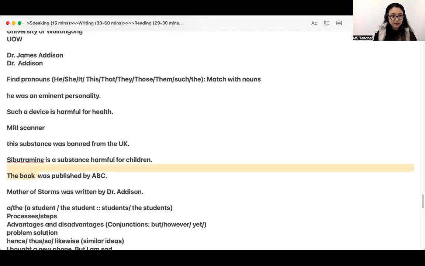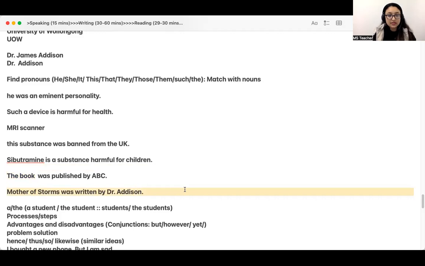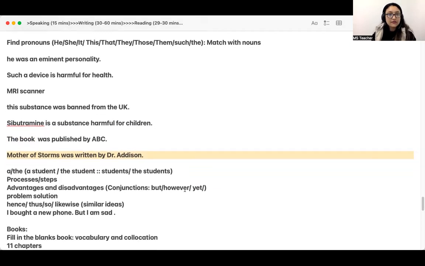If this is the sentence, the book is a specific book we are talking about, and the name of the book is obviously Mother of Storms. In this sentence, Mother of Storms was written by Dr. Addison, there's no word like book, but we still have to understand that the name of the book is Mother of Storms. That way you can find the pronouns, then find their nouns, match them together and put them together.